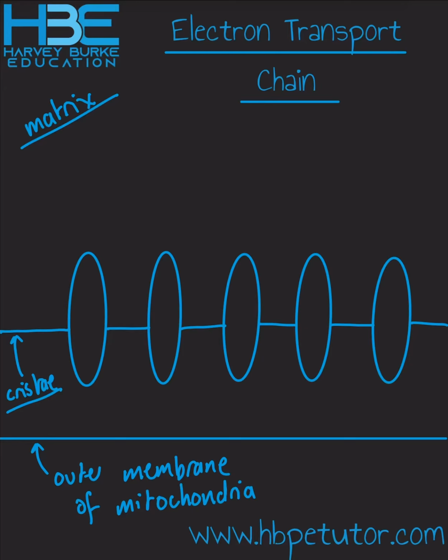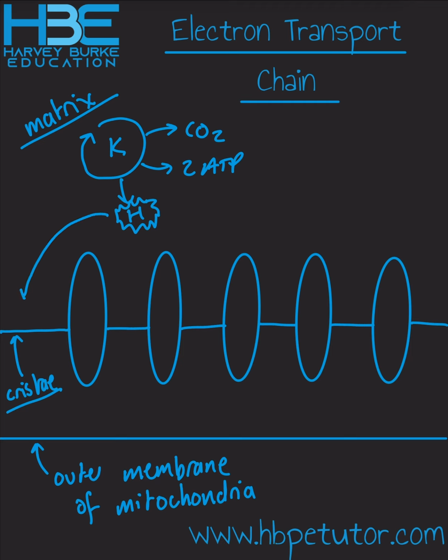If you do A-level PE and you're struggling with the electron transport chain, listen up to this. So let's say that the Krebs cycle has just happened here in the matrix of the mitochondria, and the three byproducts are CO2, 2 ATP, and hydrogen. It's actually the hydrogen that is the most important of those byproducts, because the hydrogen then gets transported to the electron transport chain via NAD and FAD.